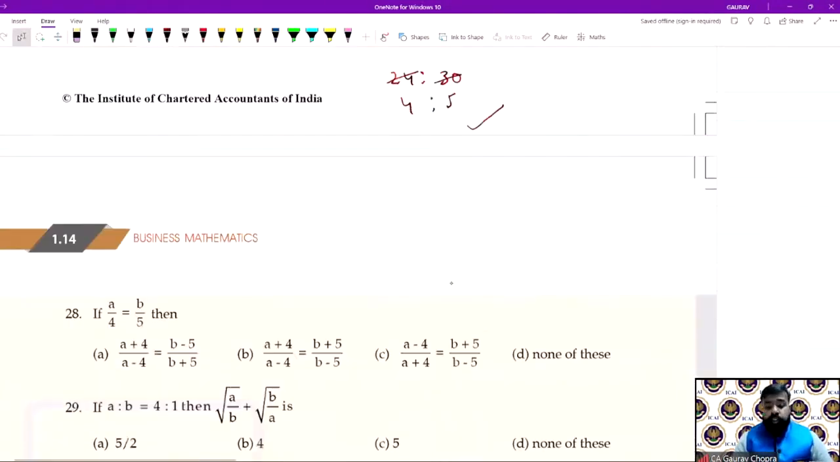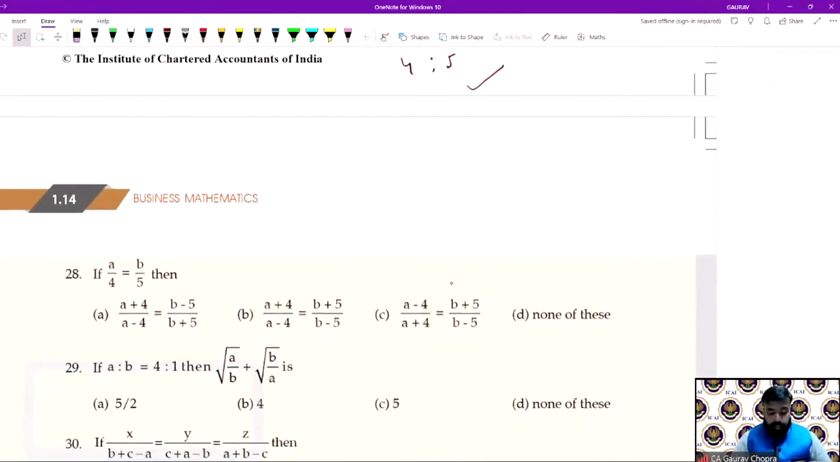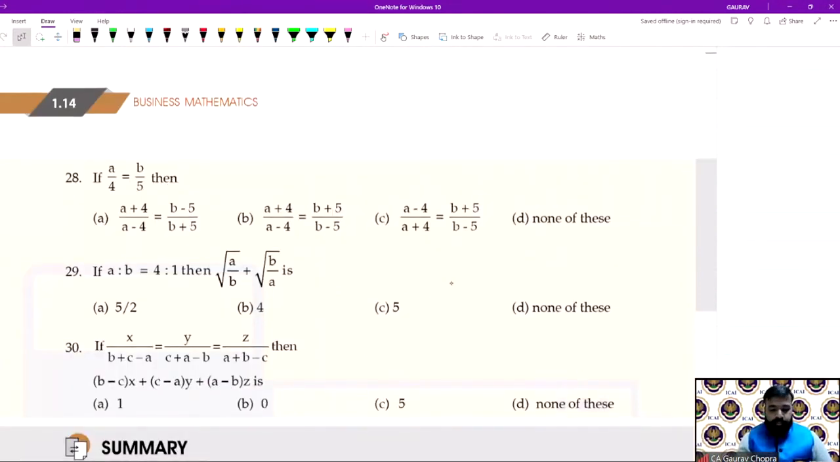Then Adishu is asking, shall we give the answer in decimal or fraction? See, as per the options, if the option is giving the answer in fraction, you can calculate in fraction. If it is converted to decimal, you can also convert into decimal. So as per the options, you can convert them. Okay.